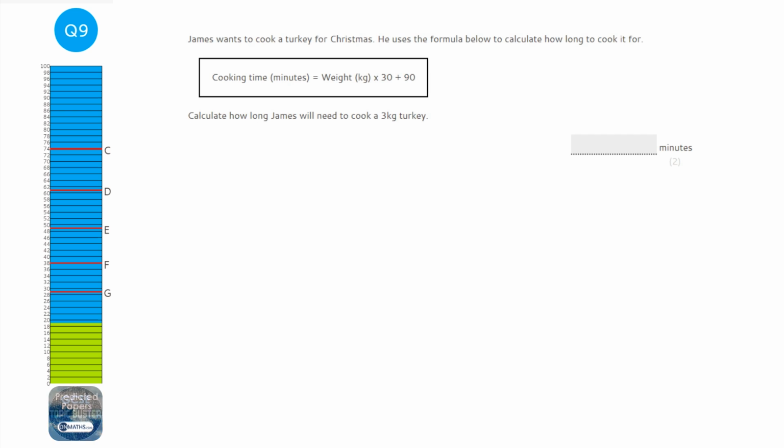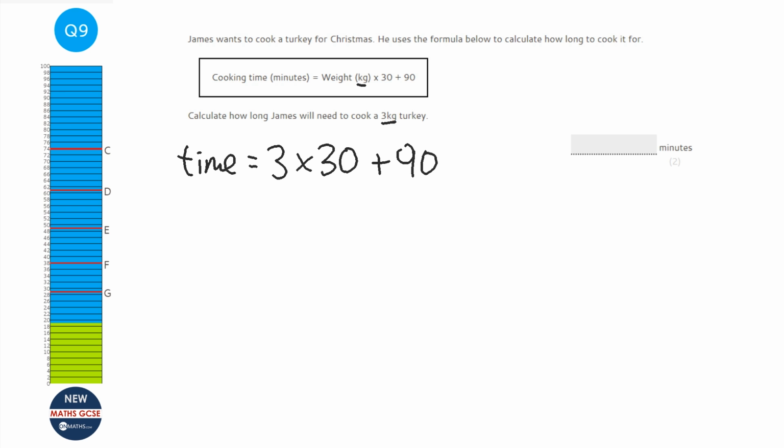So we're given a basic formula to work out how long this turkey is going to take to cook. It says that the cooking time, so we can just call that time, is the weight, which it says is a 3 kilogram turkey, and just check that the units are the same, which they are. So it's the 3 times 30, then add 90. 3 times 30 is 90, and 90 plus 90 is 180.